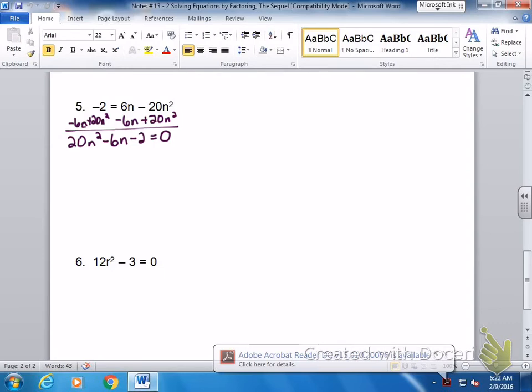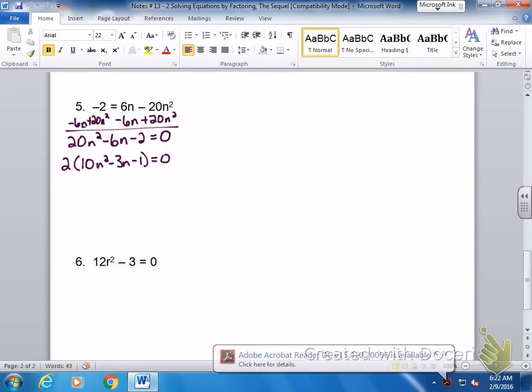Now we have a trinomial, but we need to check GCF because those are kind of big numbers. And if I look, I have 20 and 2. I can definitely factor out a 2 through GCF first. 20 divided by 2 gives me 10n squared. -6 divided by 2 gives me -3n. And -2 divided by 2 gives me -1. And that equals 0.